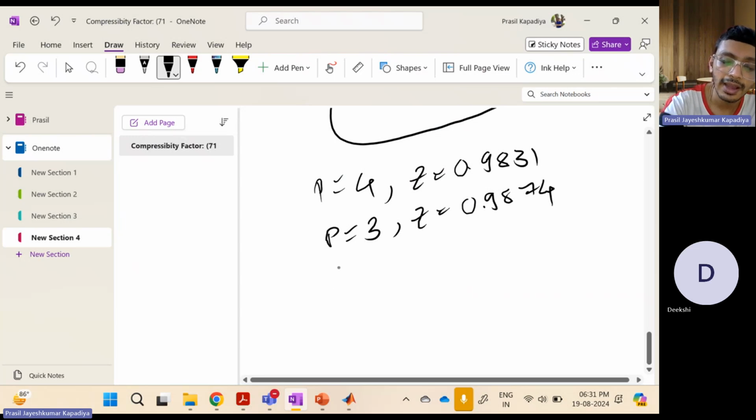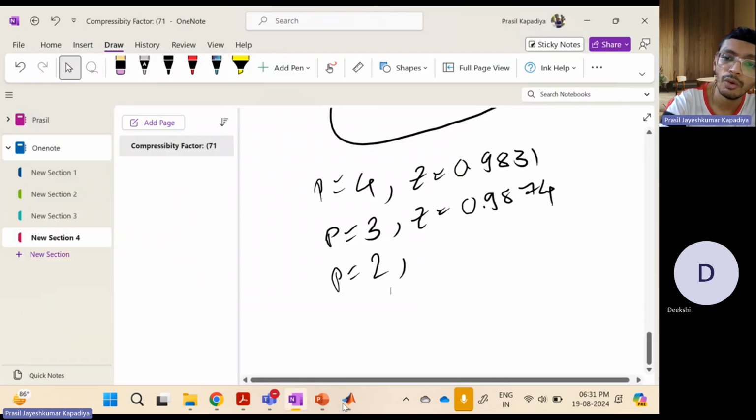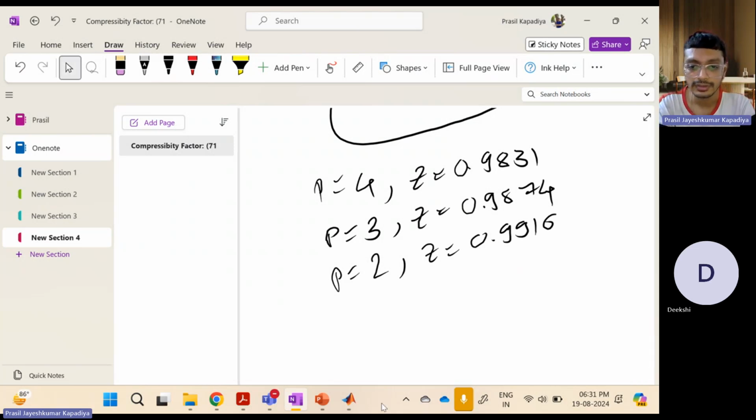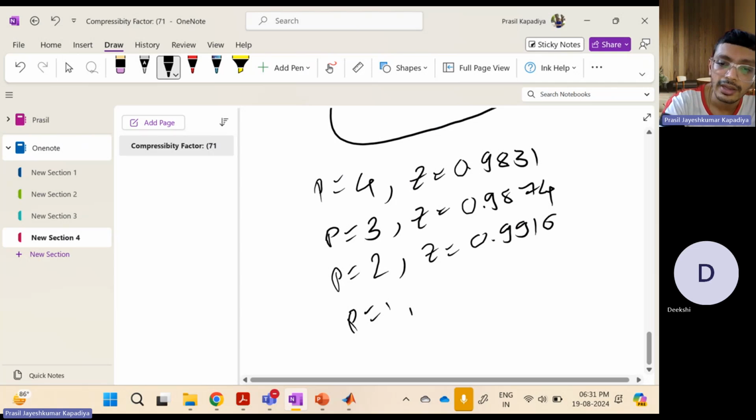Correct? Let's say I am taking P is equal to 2. So when I am dealing with P is equal to 2, it is 0.9916. See, at lower pressure, it is even going closer to 1. Okay. Let me write it down as P is equal to 1. So P is equal to 1, it is 0.9958. Okay. So this is atmospheric pressure. So at atmospheric pressure, my Z is 0.995.